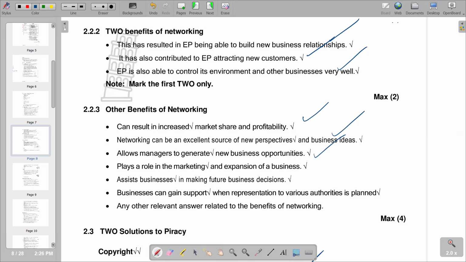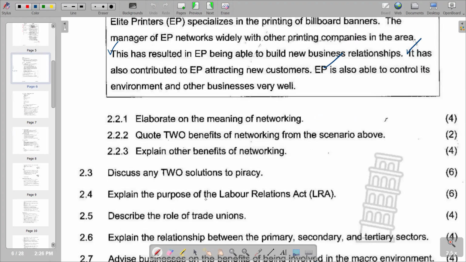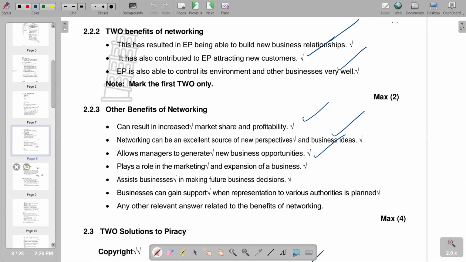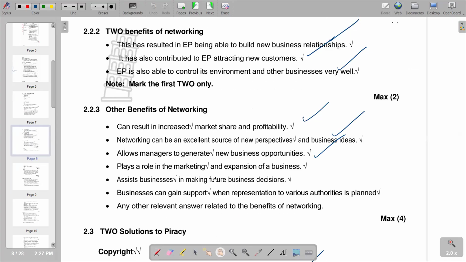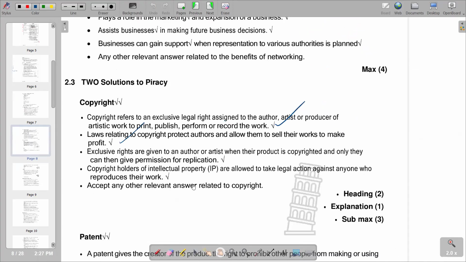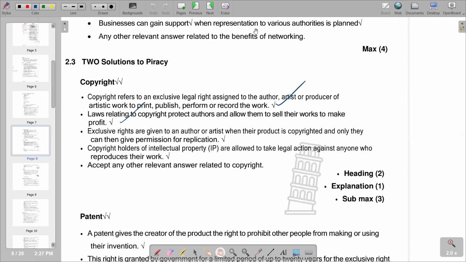So these are some of the benefits of networking that we also can include. So we go to the next question, which reads, explain the purpose of the Labor Relations Act. Obviously, the Labor Relations Act is there to protect our workers. So what is now the purpose of the Labor Relations Act? If you look at what we have in our answer section in terms of the benefits of the Labor Relations Act, we are going to see that it is going to deter the issue of workers being oppressed.